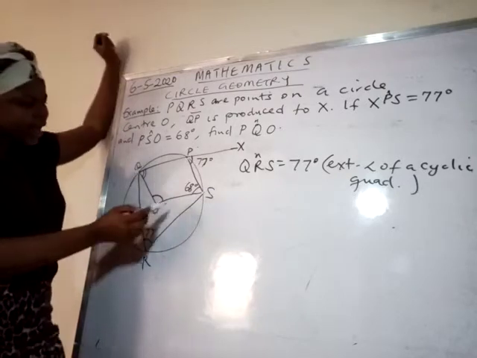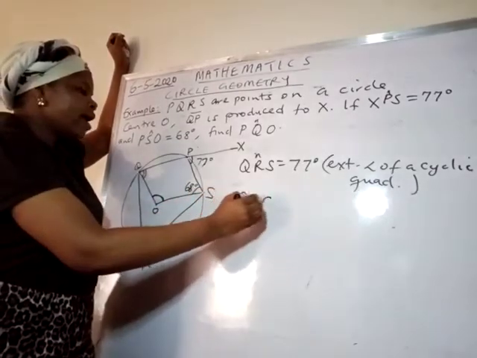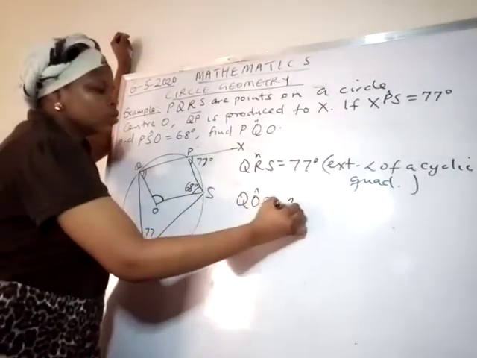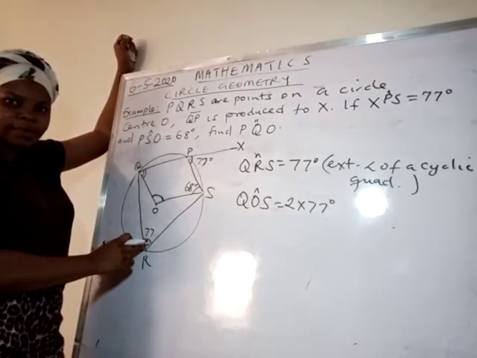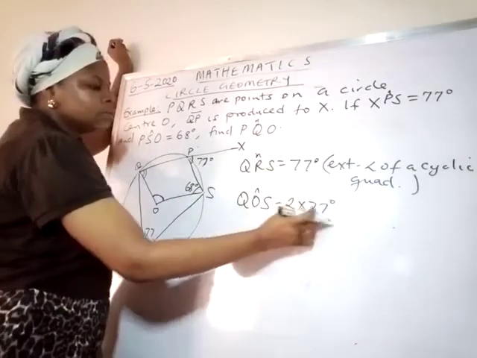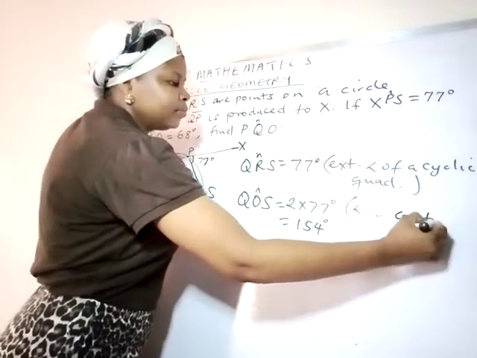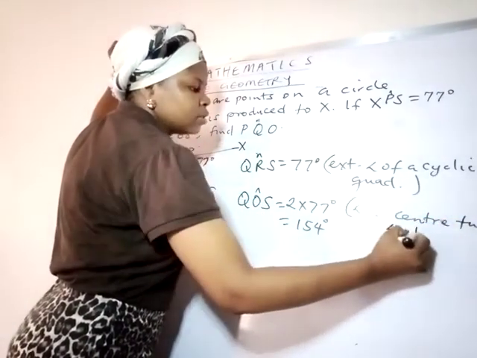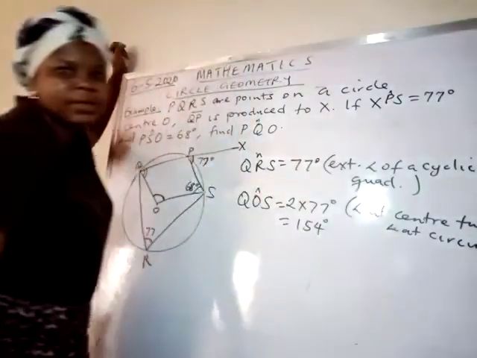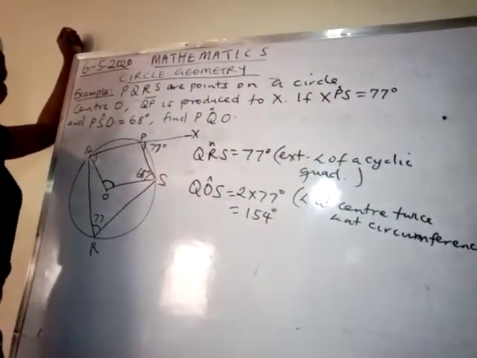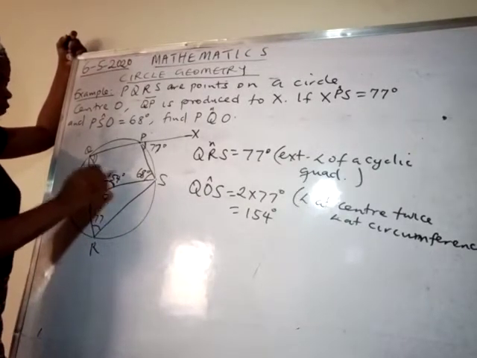Now, you know that 77 is the angle at the circumference. Now, the angle at the center, my QOS, is going to be 2 times 77 degrees. That is the angle at the center for this arc, twice the angle at the circumference. The circumference is giving me 77, so I'm going to have 2 times this. That's giving me 154 degrees. So I'll write: angle at center twice angle at circumference. That's the reason for that one. Now this is 154. I know this place now to be 154 degrees.